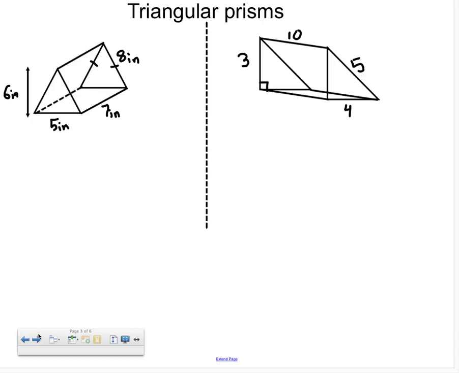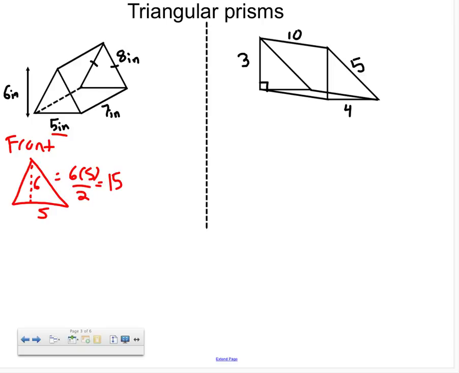Well, let's start with the front side. So that front triangle there. Well, that front triangle seems to have a base of 5 inches, and it seems to have a height of 6 inches. Now, if you remember, the area of a triangle is base times height divided by 2. I could label the diagonals of the triangle, but because the diagonals have no impact on the area, I'm just going to not label them to save myself some clutter.